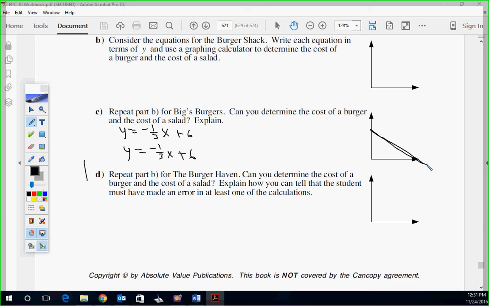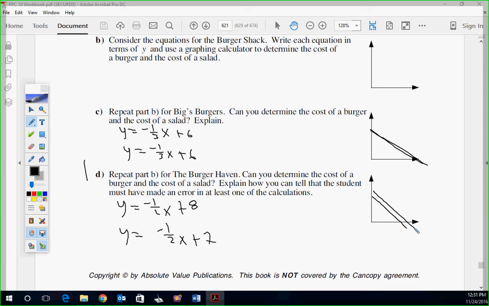The next one, if you get down here to D, you should get y equals -1/2 x plus 8, and then y equals -1/2 x plus 7. What do you know about those two? You should know this from your test yesterday. Parallel. They're parallel. Good. That means they're not going to cross. So again, we don't have a solution. Correct.